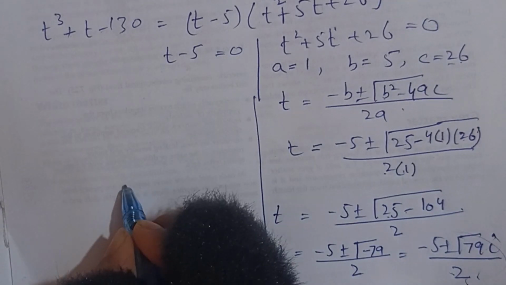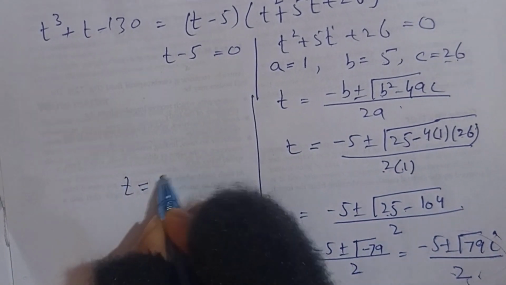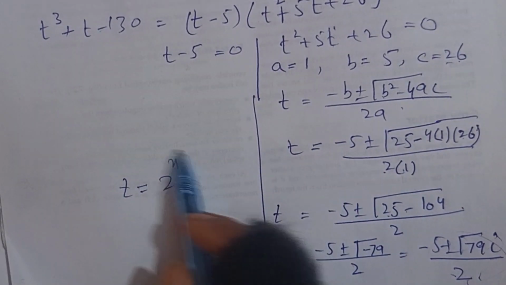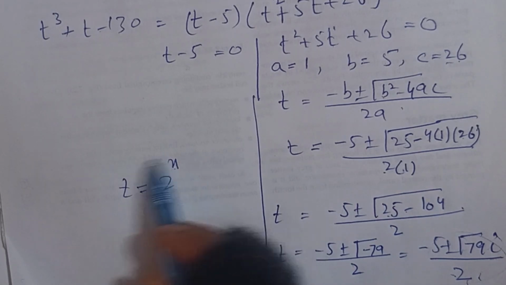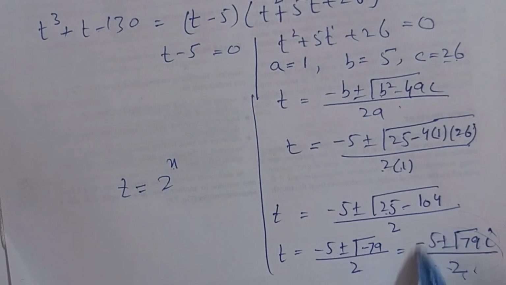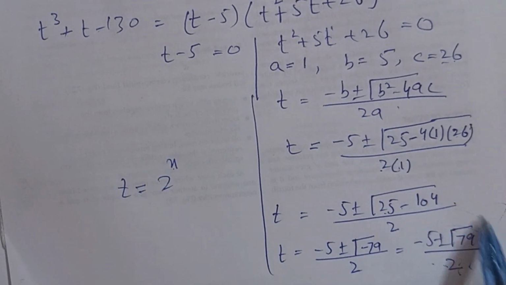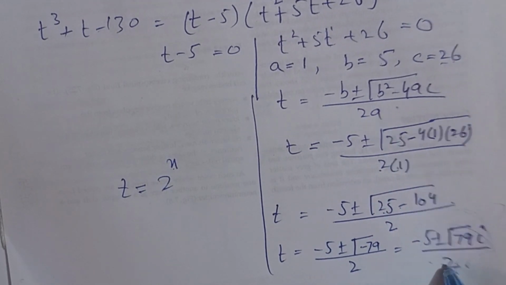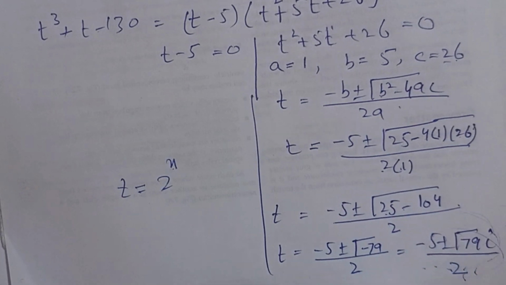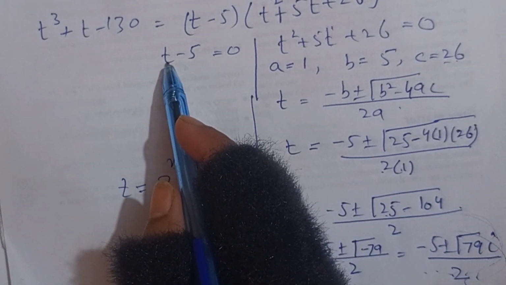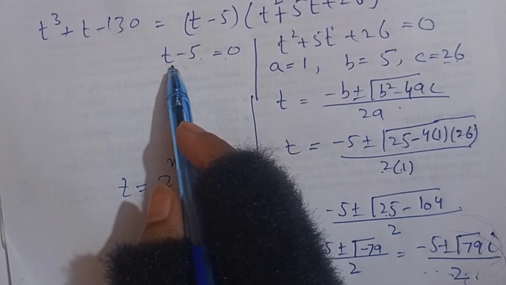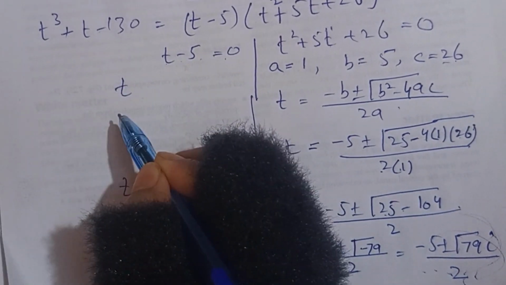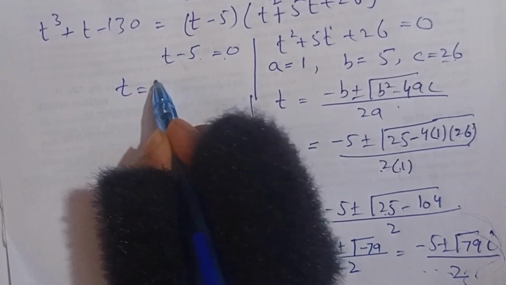Since we let t be equal to 2 raised to the power x and it is in exponent form, in this case t must be a real number. And look at this. In this case the value of t is a complex number, so we cannot use this value of t. Now look at this. t minus 5 is equal to 0, and if we add 5 on both sides, then we get t is equal to 5.